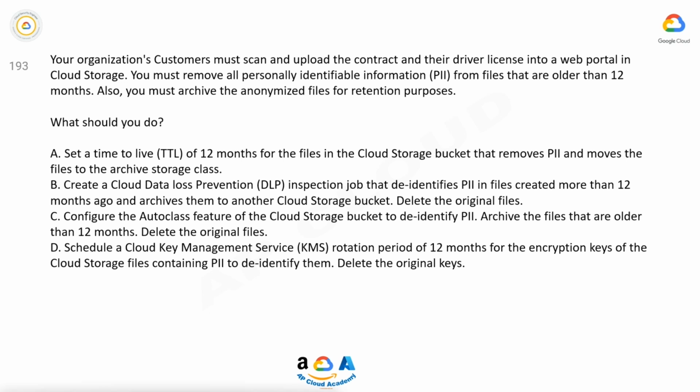A. Set a time to live, TTL, of 12 months for the files in the Cloud Storage bucket that removes PII and moves the files to the Archive storage class. B. Create a Cloud Data Loss Prevention, DLP, inspection job that de-identifies PII in files created more than 12 months ago and archives them to another Cloud Storage bucket. Delete the original files. C. Configure the Autoclass feature of the Cloud Storage bucket to de-identify PII. Archive the files that are older than 12 months. Delete the original files.